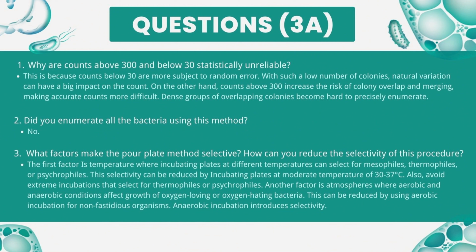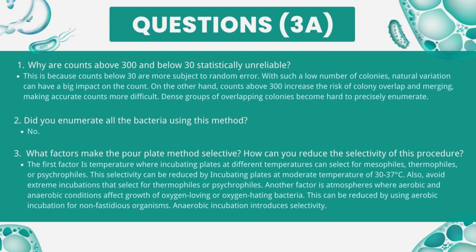Question for Part 3A. The first question is, why are counts above 300 and below 30 statistically unreliable? This is because counts below 30 are more subject to random error. With such a low count of colonies, natural variation can have a big impact on the count. On the other hand, counts above 300 increase the risk of colony overlap and merging, making accurate counts more difficult. Dense groups of overlapping colonies become hard to precisely enumerate.